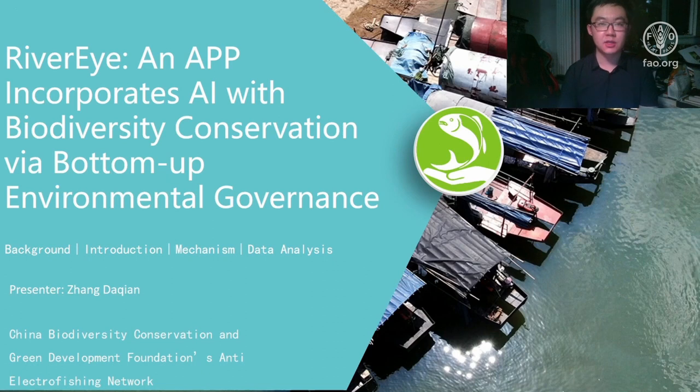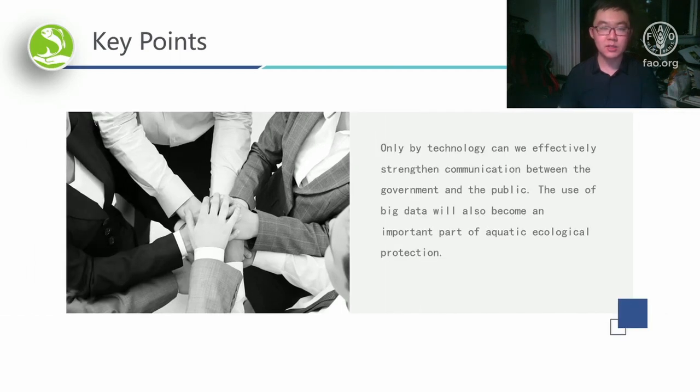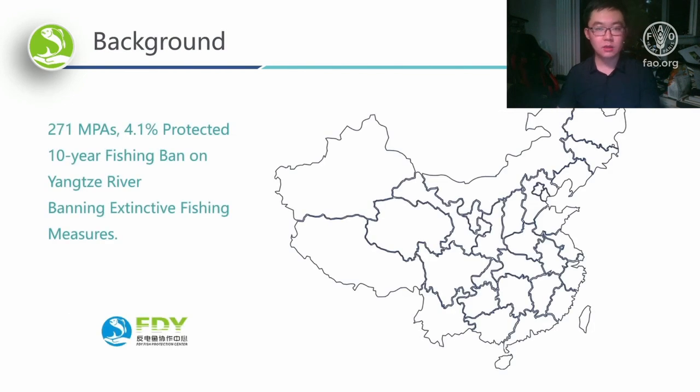I'm from the China Biodiversity Conservation and Green Development Foundation. Today, I will be introducing RiverEye, an app that incorporates AI with biodiversity conservation via bottom-up environmental governance. My presentation will be in four parts: its background, the app's introduction, its inner working mechanism, and finally, the data analysis. Let's go one by one. The key point I'm trying to make here is that only by using technology can we effectively strengthen public participation, and only by using big data can we strengthen aquatic ecological protection.